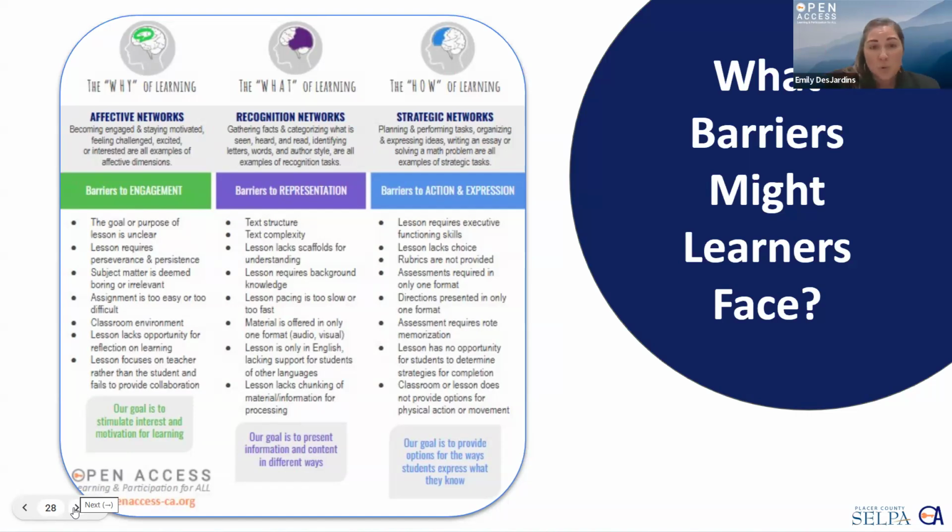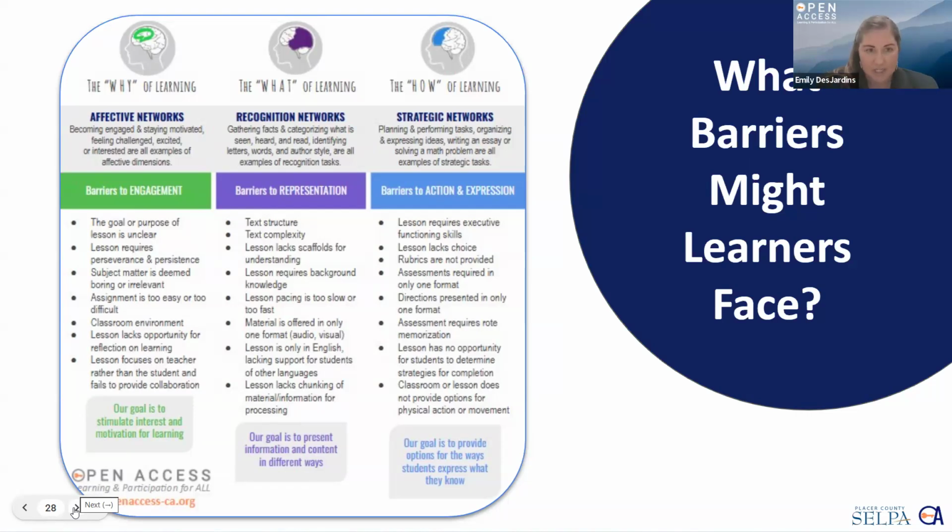So this is one resource, and I've linked it here, and it's also in the home base as well if you'd like to explore it. But it's some specific barriers that learners can experience when it comes to barriers to engagement, barriers to representation, and barriers to action and expression. And again, we're thinking about, are they engaging? Are they perceiving? And are they able to show what they know? So this is a resource to look at for later.